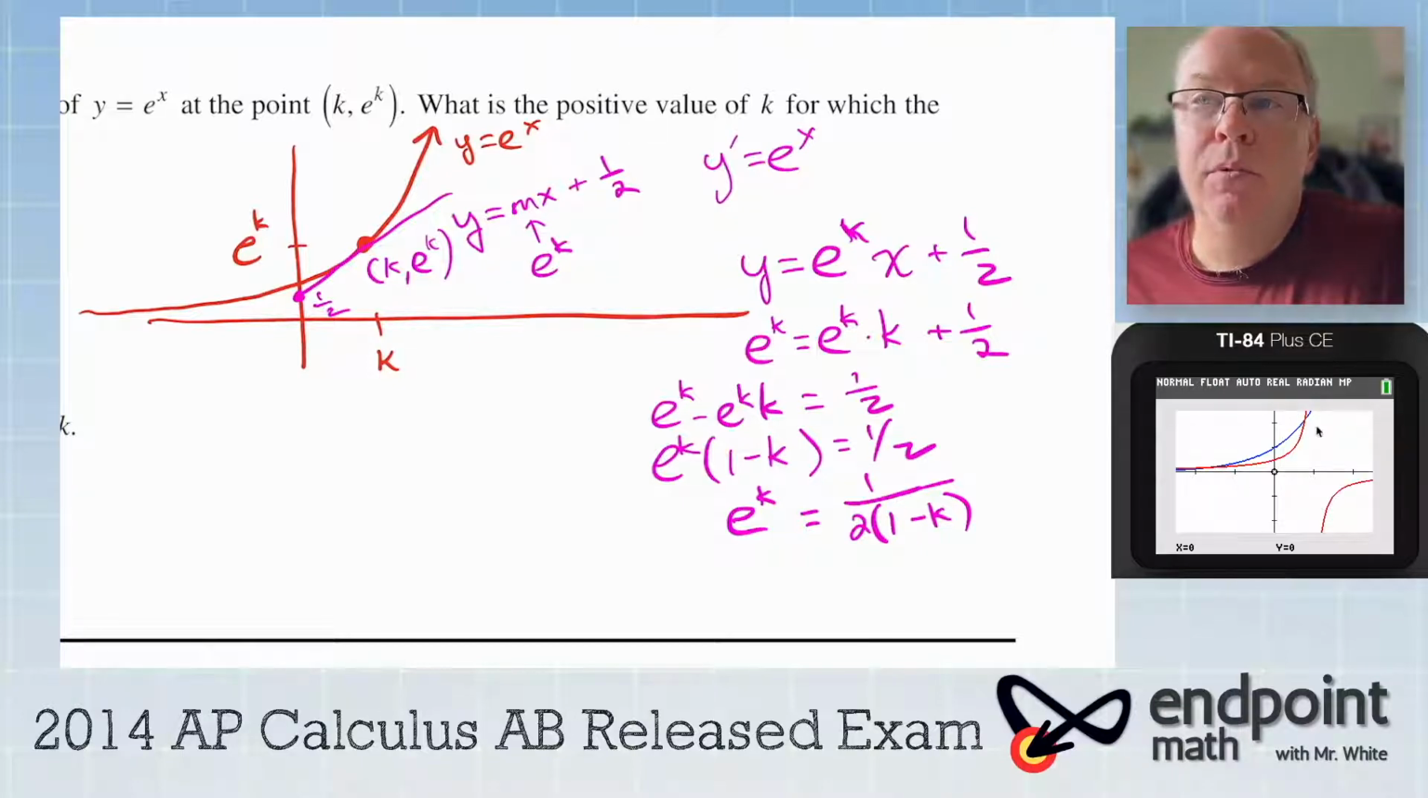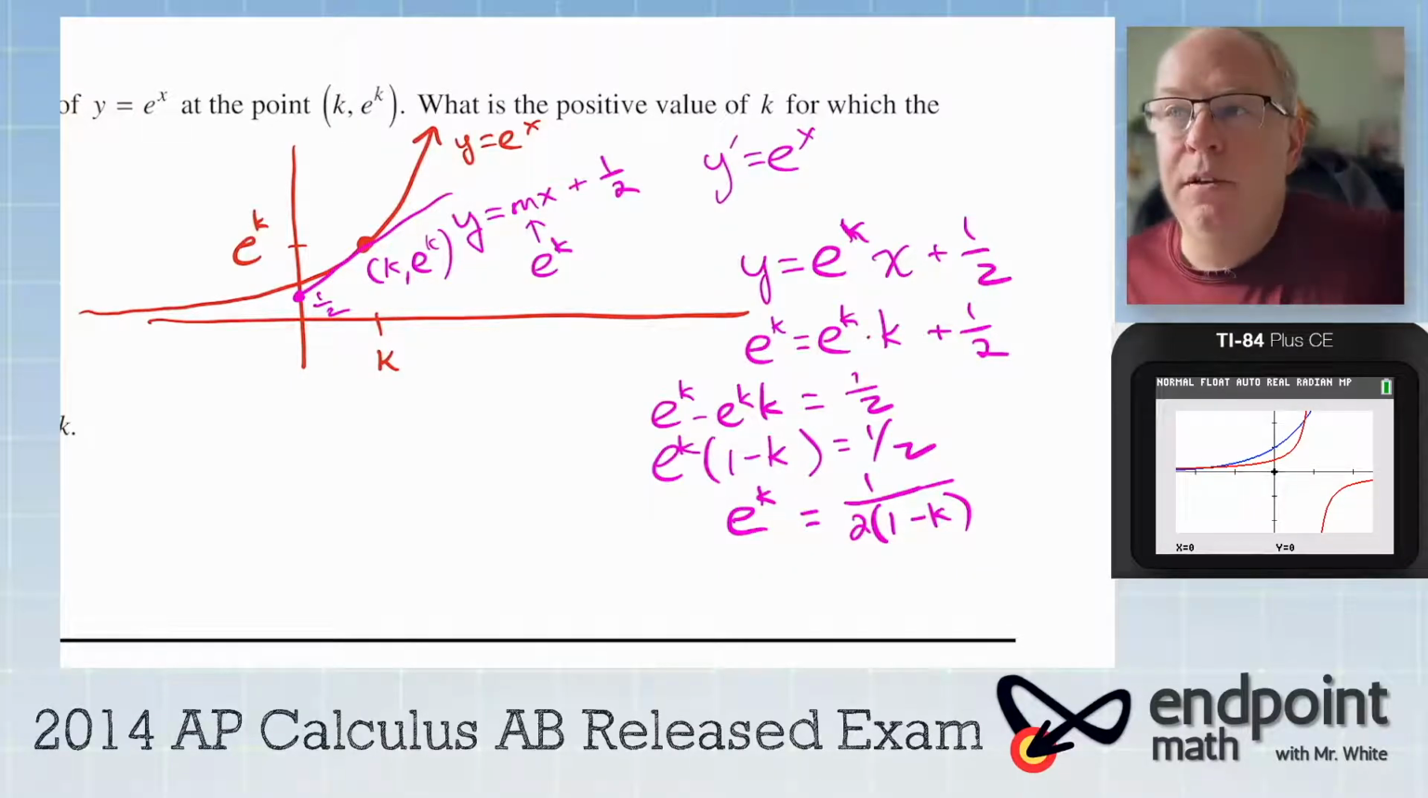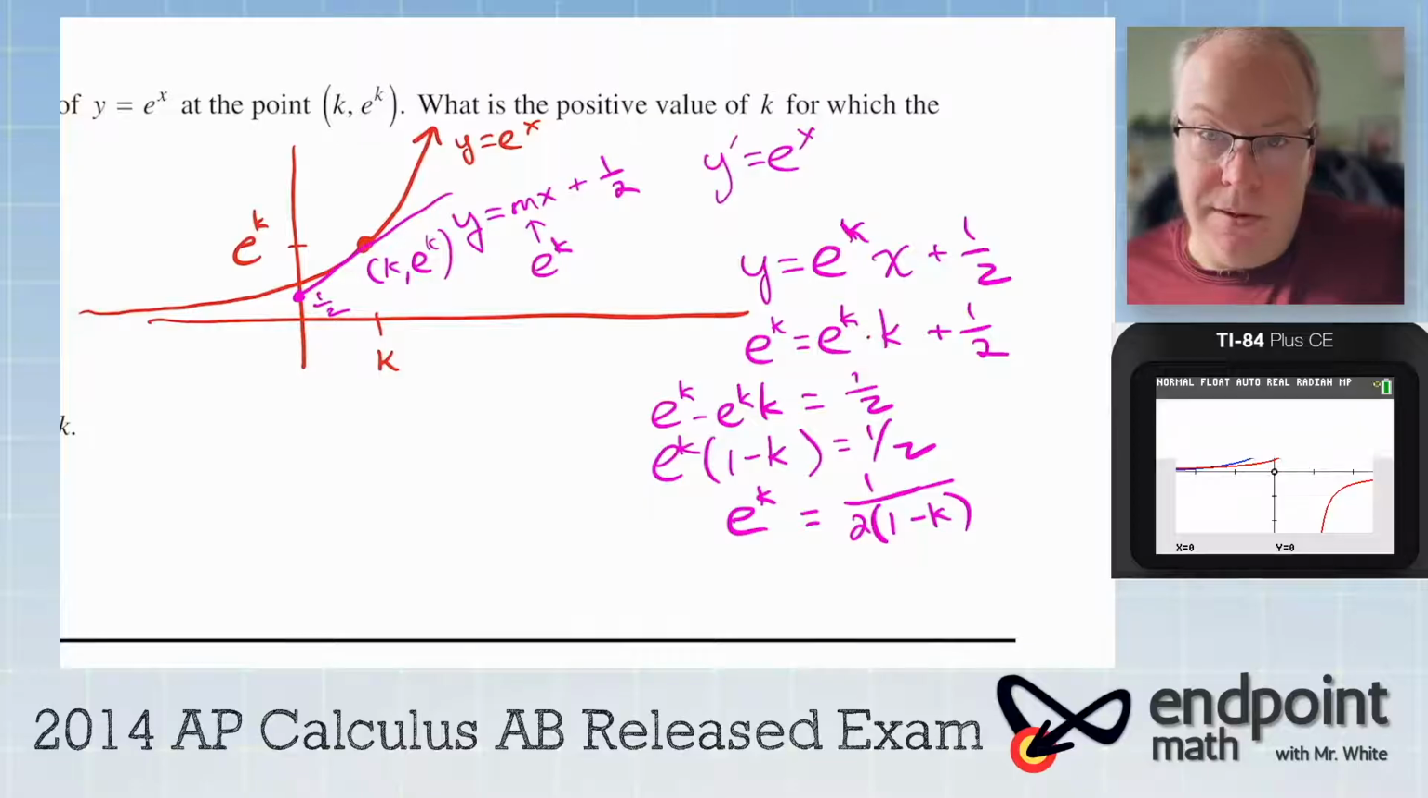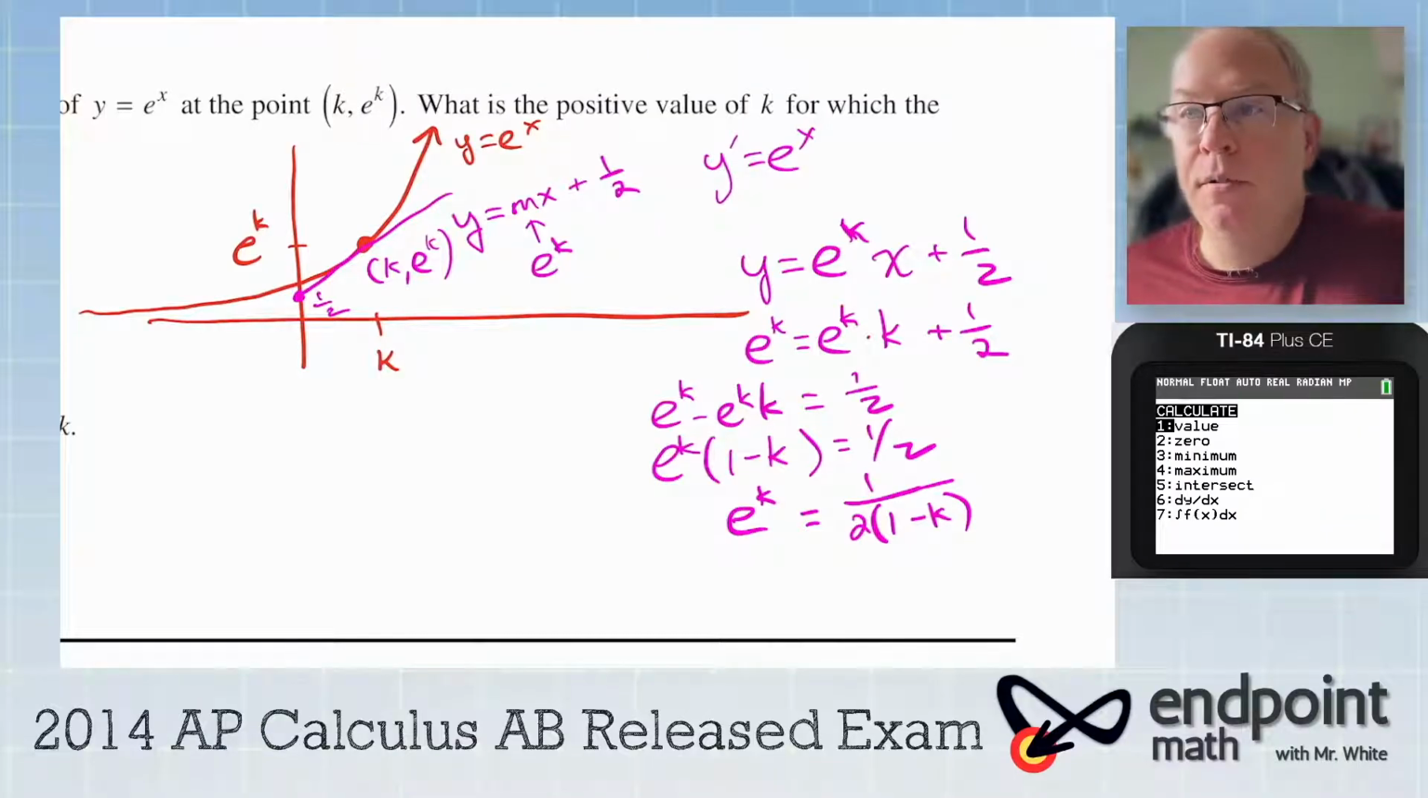All right, so I would really love to find this point right here. Wouldn't that be great? So how do we do that? We use the intersect feature. We do second, calculate, which is above the trace button. You guys probably know all this, but I'm just trying to talk you through it.